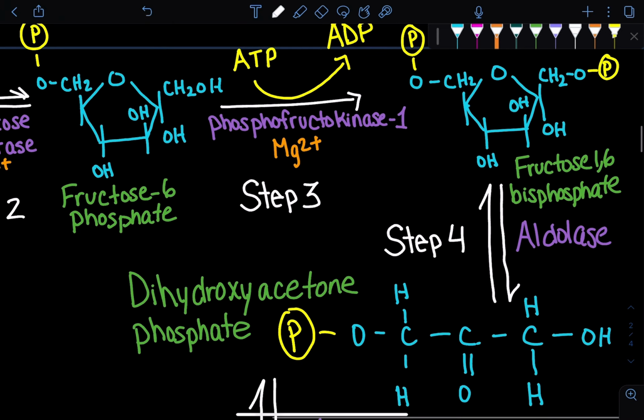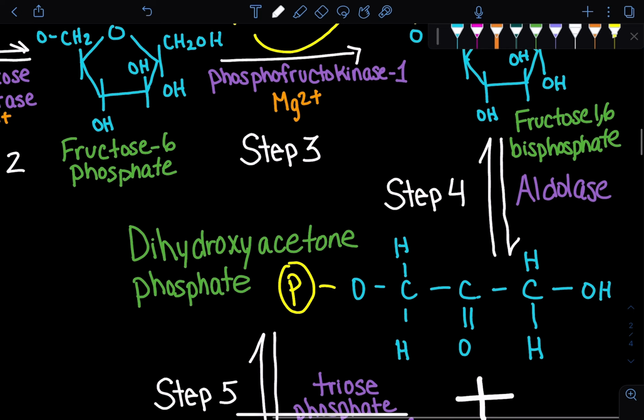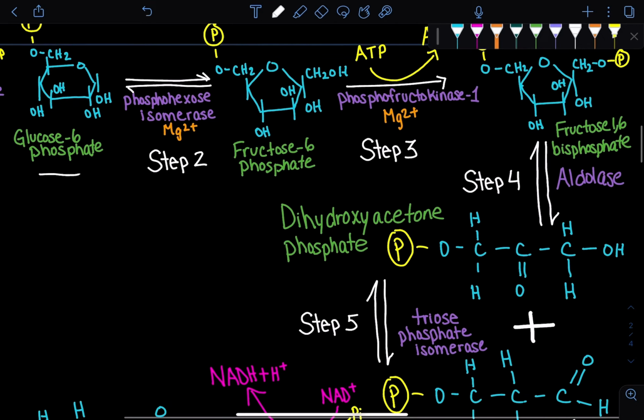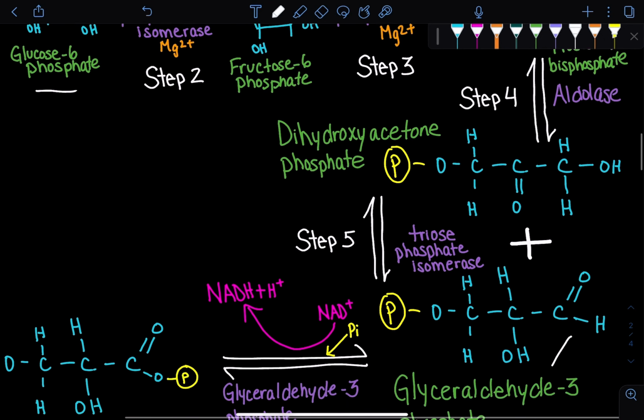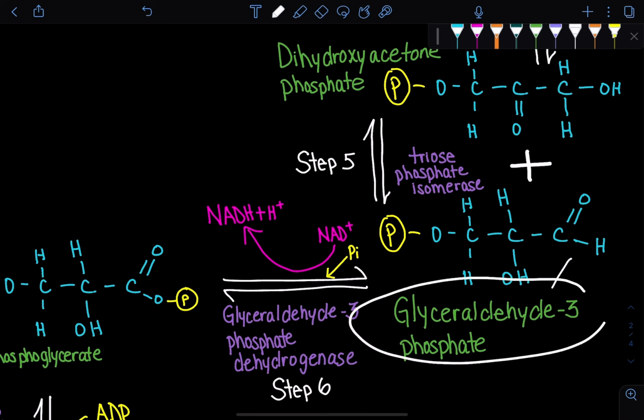Now the next event is breaking fructose 1,6-bisphosphate in half, and we do that through the enzyme aldolase. So aldolase will break fructose 1,6-bisphosphate into two products, and those two products are going to be dihydroxyacetone phosphate and glyceraldehyde 3-phosphate. So those are our two products.